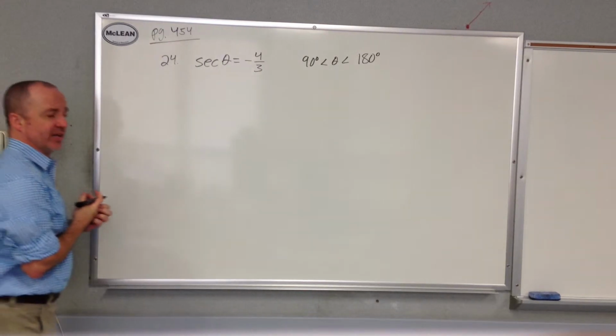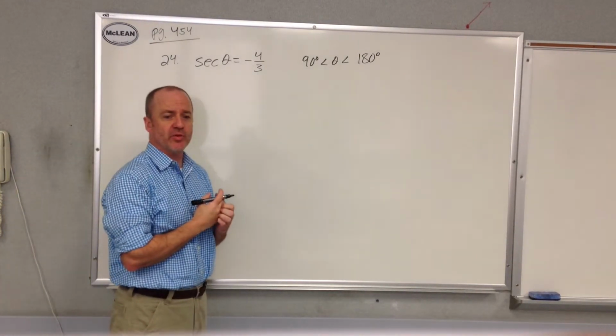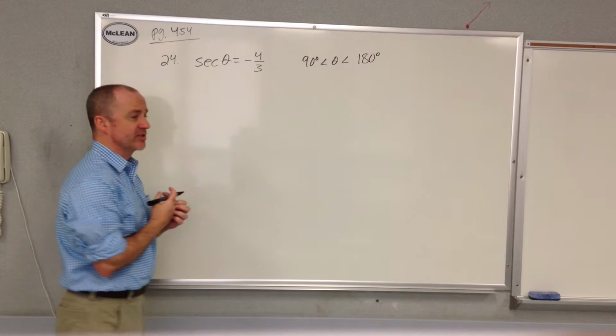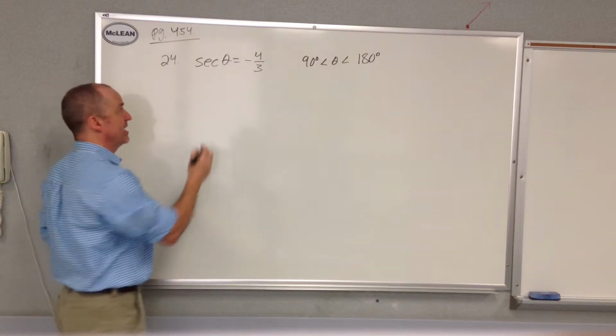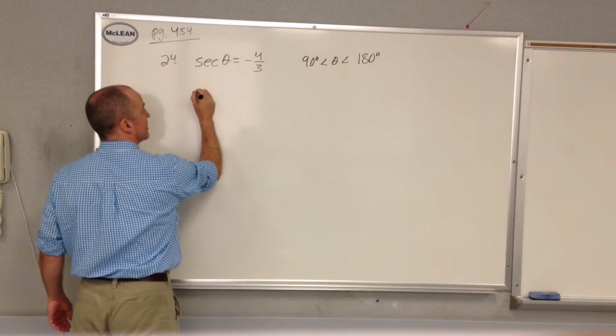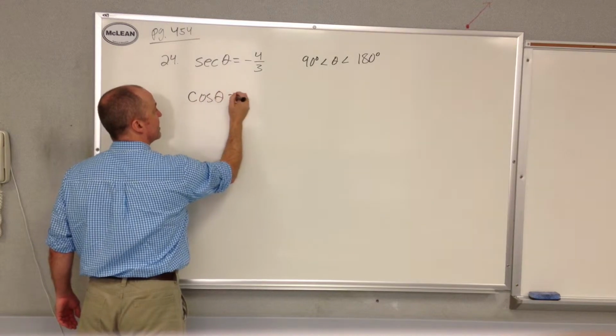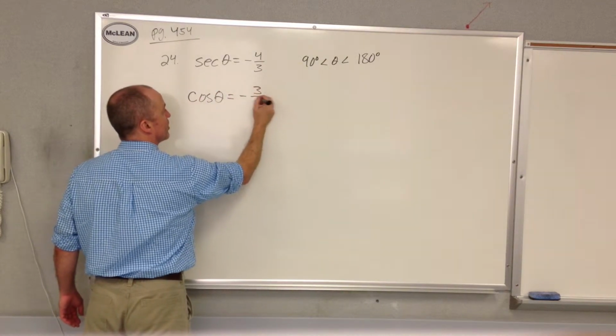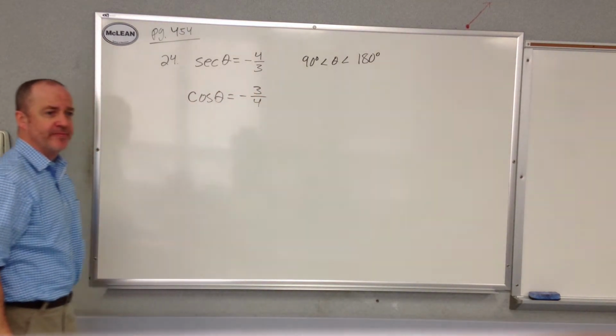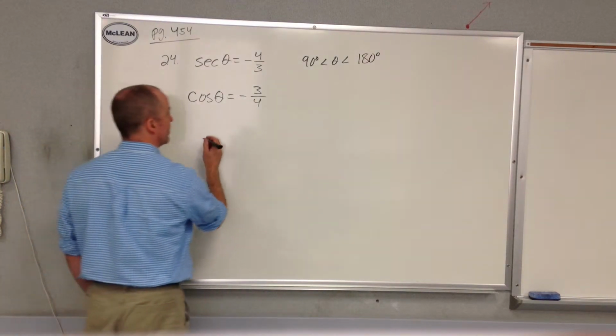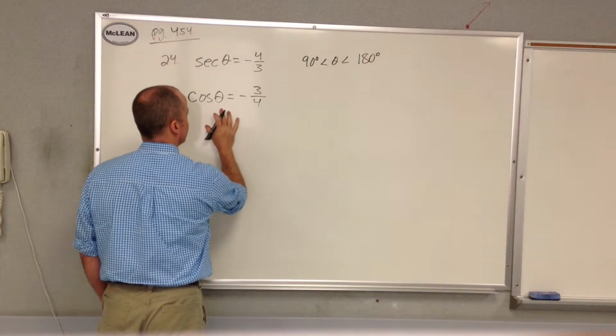Okay, secant's annoying. What can I do with secant of negative 4/3 to make it less annoying? Flip it, and it will then be cosine. Cosine of theta. The reciprocal will be negative 3/4. Okay, so I'm looking at a triangle. Actually, I only need cosine of theta.